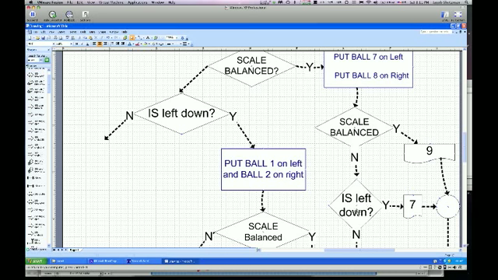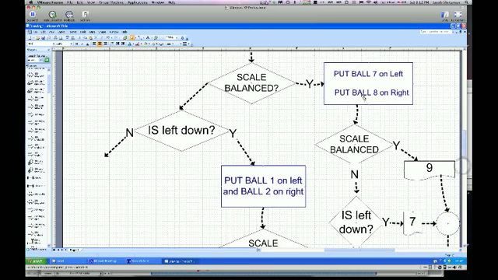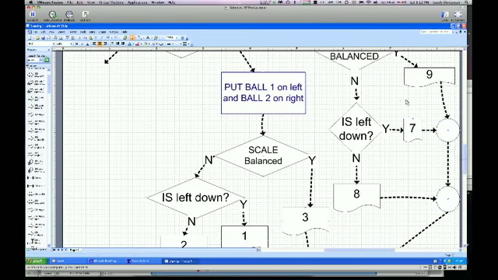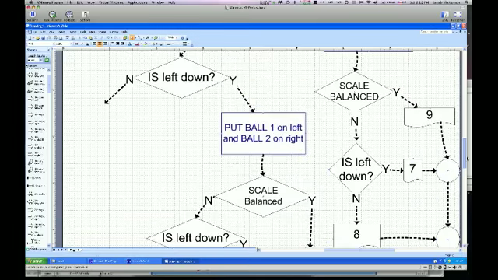And if the answer is no, that means the right side is down, because if we got through here, that means they are not balanced. So one of them has to be down, either the right or the left. So if the left is not down, which means we go here, then that means the right is down, and on the right we had ball number 8. So then we print 8. So here, this side solved the problem for 9, 7, and 8. And we only weighed the balls twice, right? So this answers our question. So this is this branch.